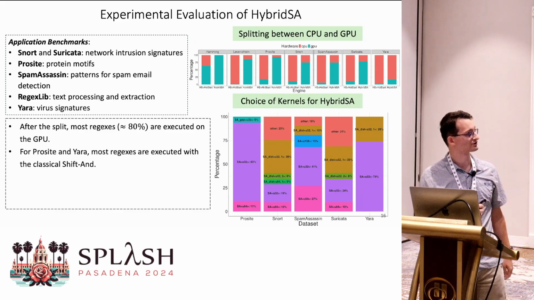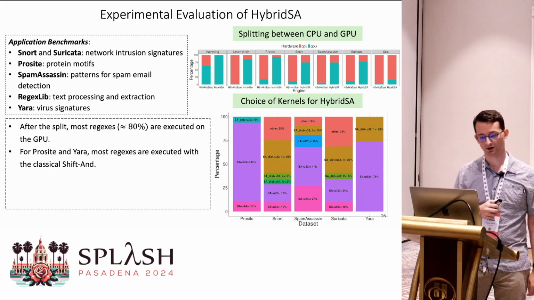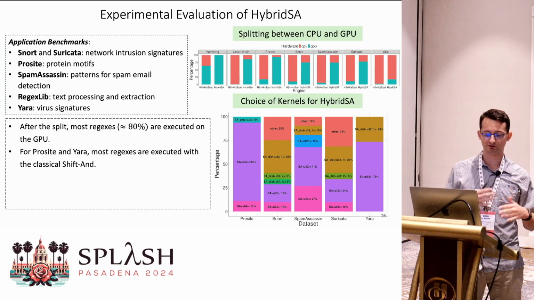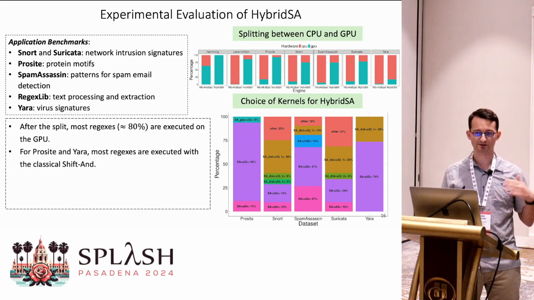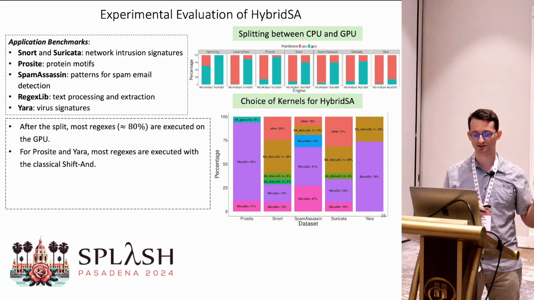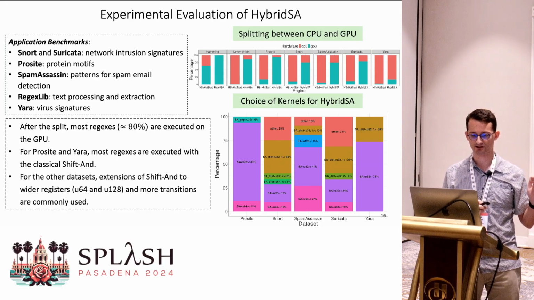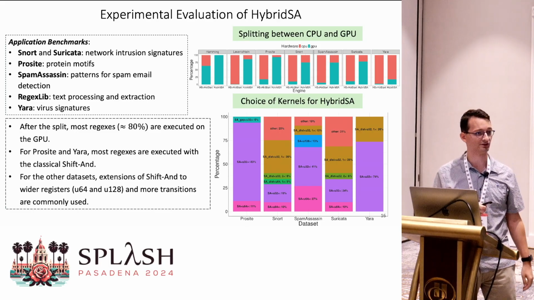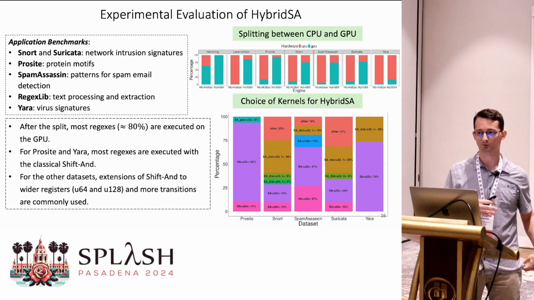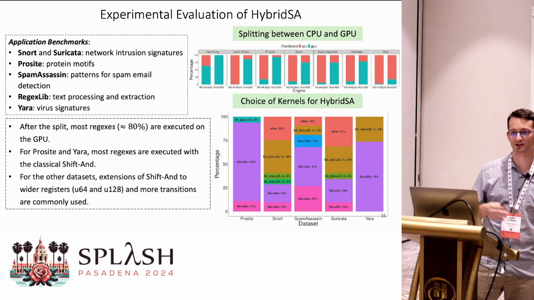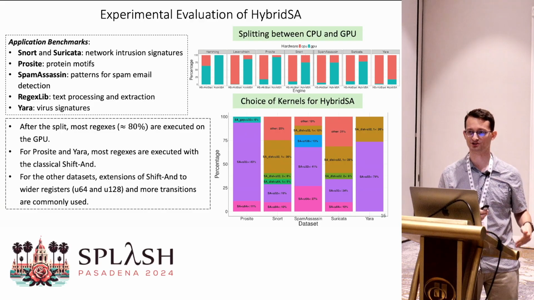Then if we look at the choice of kernels that are executed on HybridSA, we notice that for the ProSite and Yara datasets, which have generally simpler regexes, the classical shift-and is enough to execute most of the regexes on the GPU. But this is not the case for more complex datasets, such as Snort, Spam Assassin, and Suricata. For those, we can see that there is more diversity in the kernels that are executed on the GPU, because there are more regular expressions that are larger, so you need a bigger register size, 64 bits or 128, and there are also longer transitions there.